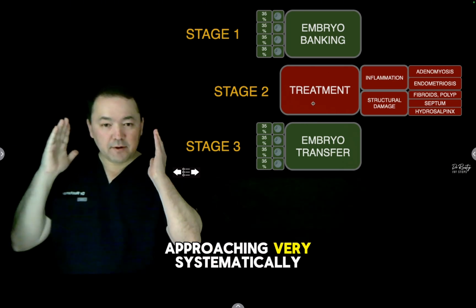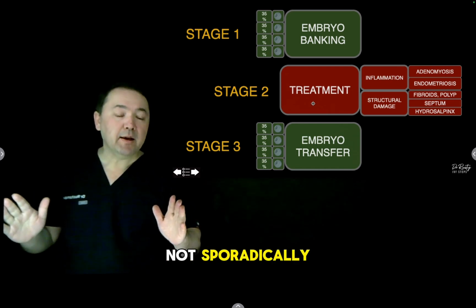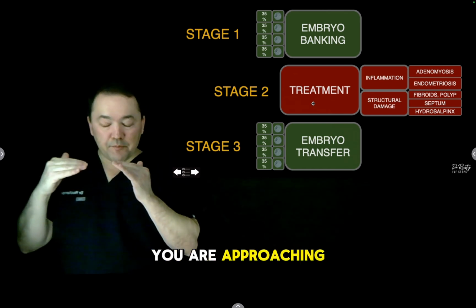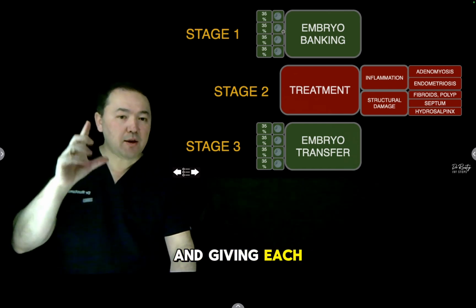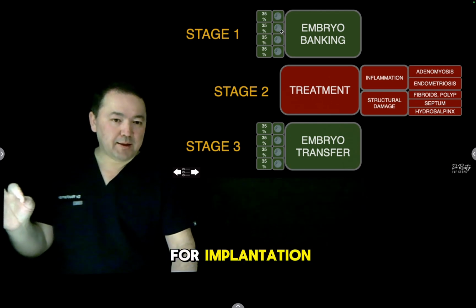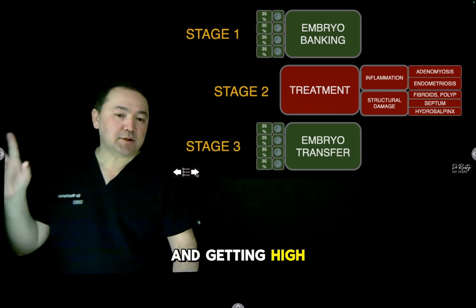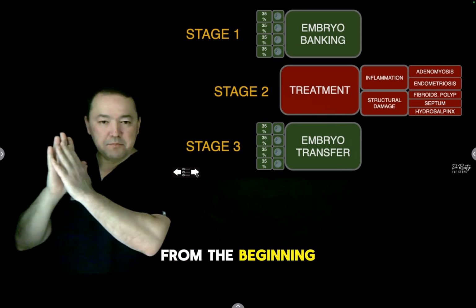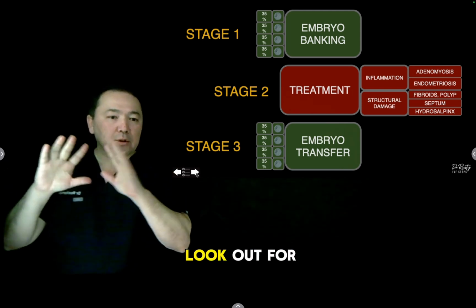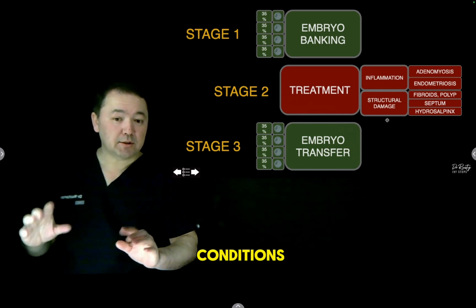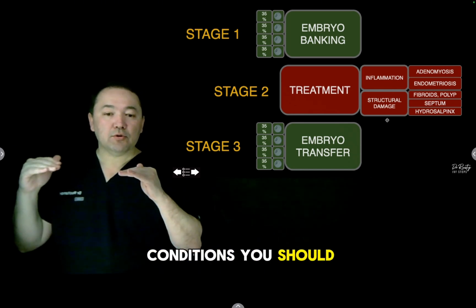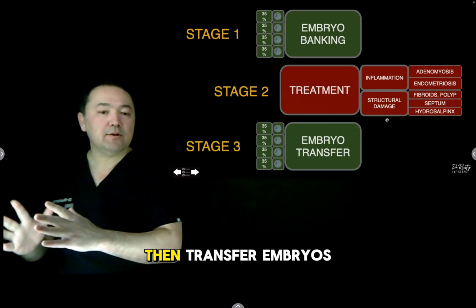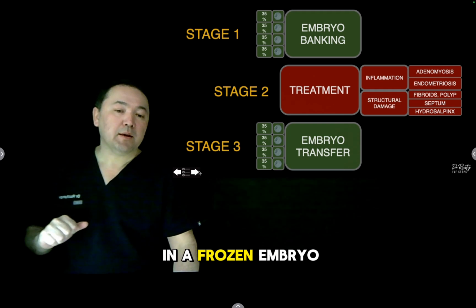Here you are approaching very systematically, not sporadically and hoping that success will happen if you transfer the embryo. You are approaching systematically and giving each embryo the best chance for implantation and getting a high chance of success cumulatively. That's why you need to be very systematic from the beginning of your IVF cycle. You need to look out for symptoms of these conditions. If you see any of these conditions, you should not rush. You should try and freeze those embryos, then treat these conditions, then transfer embryos in a frozen embryo transfer cycle.